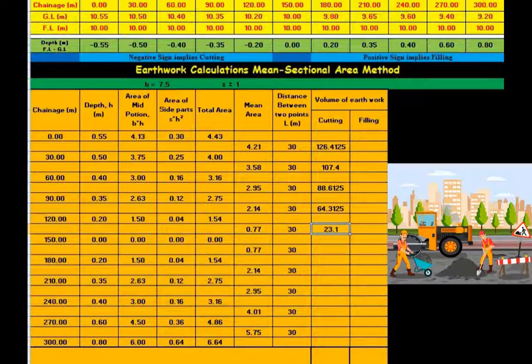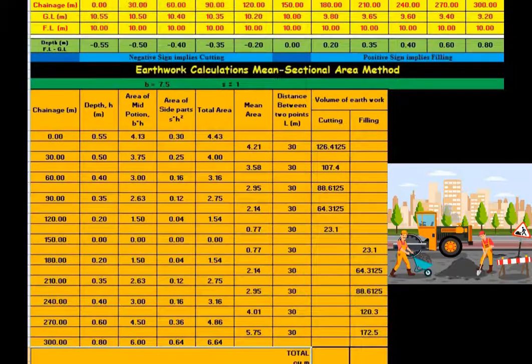Now from 150 meter to 300 meter we need to calculate the volume of earthwork for filling. So we write the values of earthwork in the filling column. The first value is 0.77 times 30, which is 23.1. Then 2.14 times 30 is 64.3125. 2.95 times 30 is 88.6125. 4.01 times 30 is 120.3, and 5.75 times 30 is 172.5.